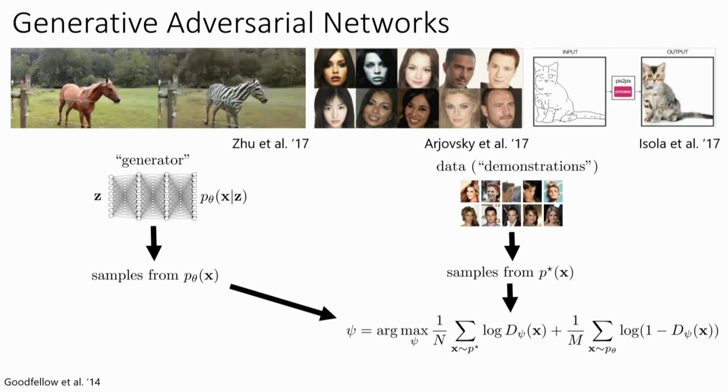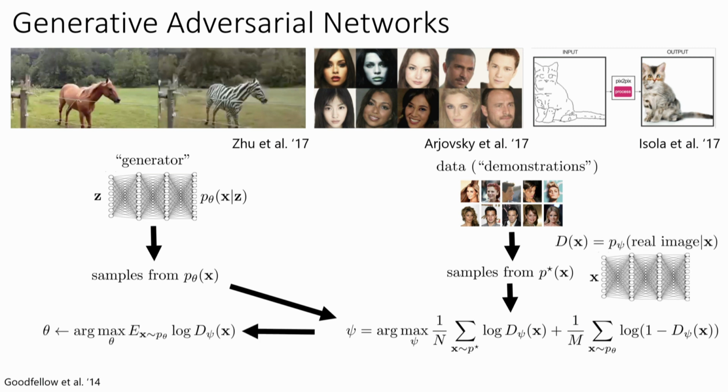And then the generator does exactly what you expect. The generator gets to go, and the generator tries to produce pictures that the discriminator thinks come from the data. So before, we had a reward function that was trying to give big rewards to data and small rewards to samples from the policy. Now we have a discriminator that tries to give positive labels to data, negative labels to samples from the generator, and a generator that's trying to maximize the probability of being real.